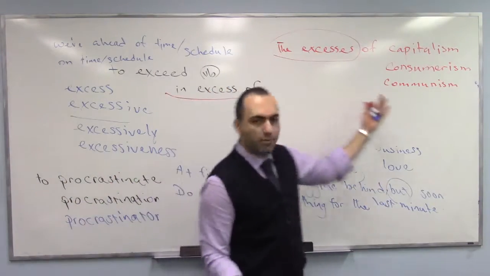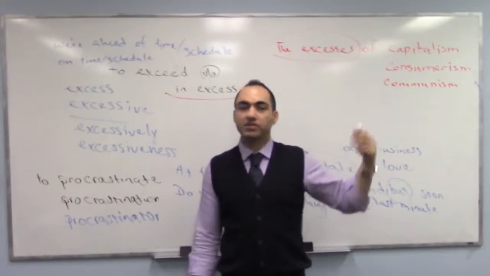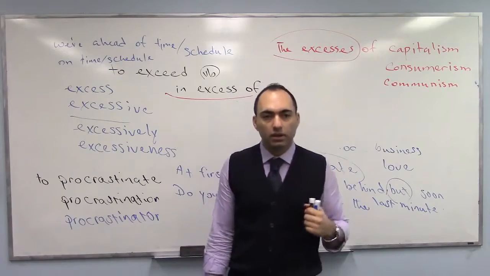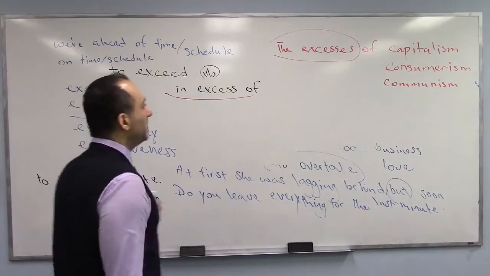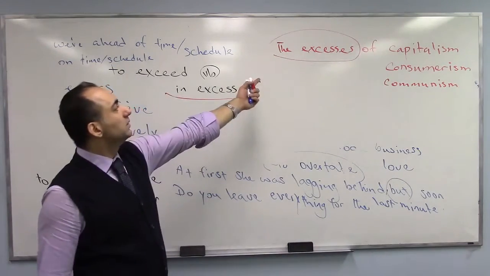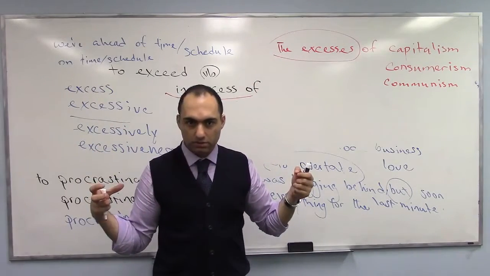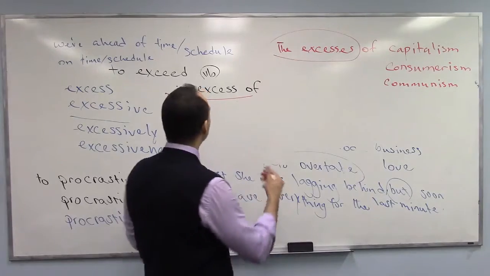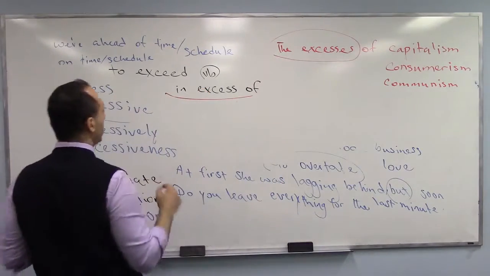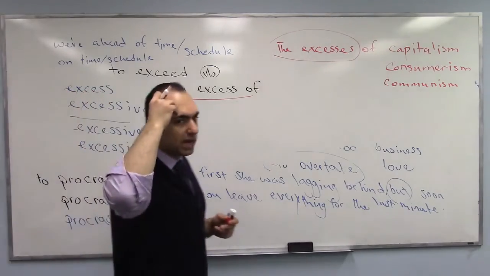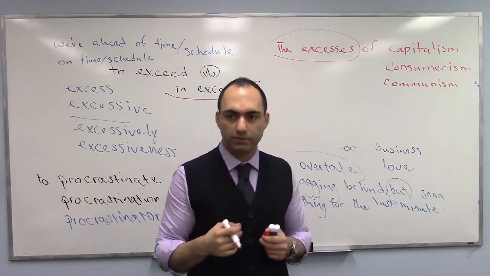So the excesses of capitalism, the excesses of communism, the excesses of market capitalism. It means the extreme nature of something. So I would look at this and then you will know. For example, with excessive, the first thing that comes to every native person's mind would be excessive force.